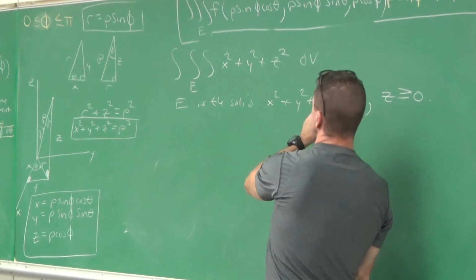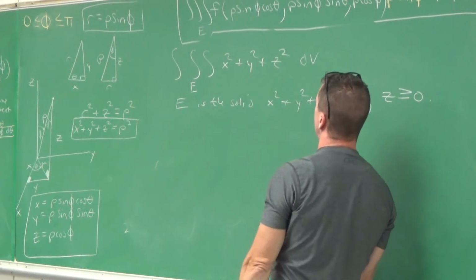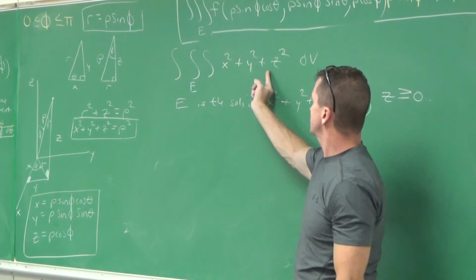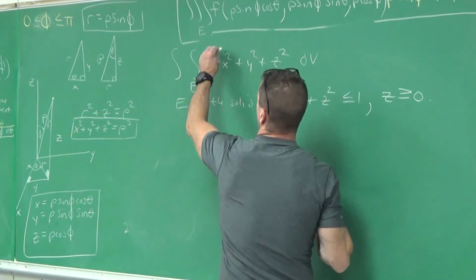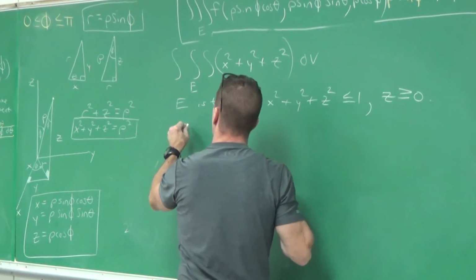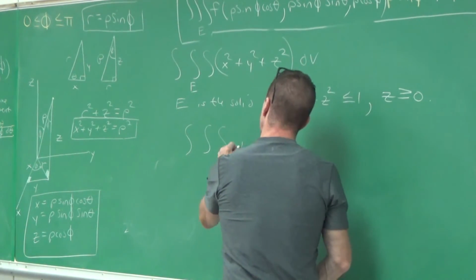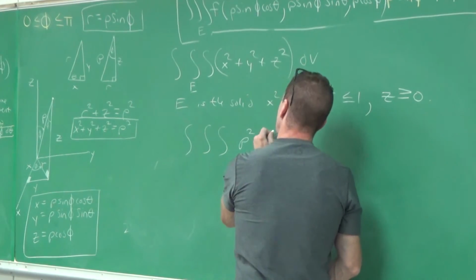E is a solid: x squared plus y squared plus z squared less than or equal to 1. Hey, does this have anything to do with that? No, it just so happened that they had that in. So we're going to go with spherical coordinates. So I'm going to start out. What's automatic? Rho squared sine phi, right?